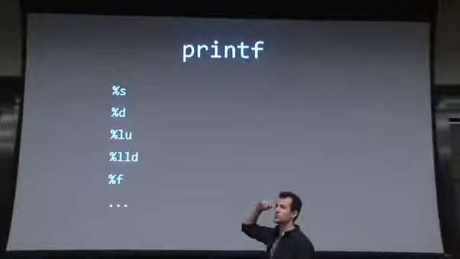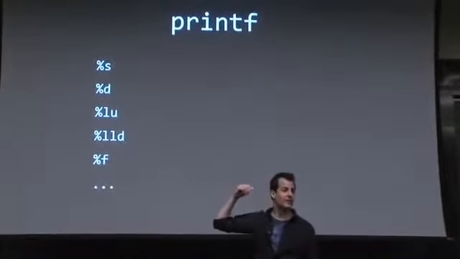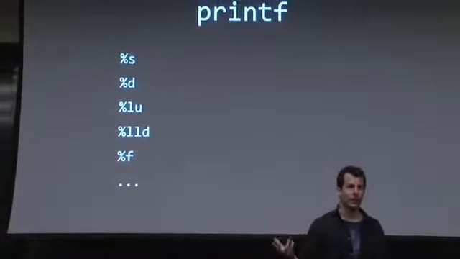So %s, just to take the emphasis off of my voice, represents what? A string. So it's a placeholder for a string. %d is decimal digit, so an int typically. %lu is unsigned long, and then %lld is long int typically. %f is a floating point value, a real number.